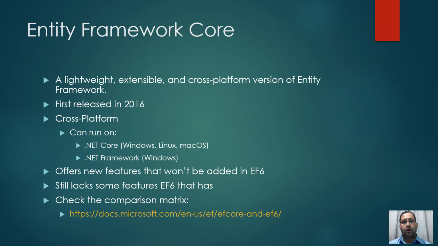Entity Framework Core is a lightweight, extensible, and cross-platform version of Entity Framework. It was first released in 2016. It is cross-platform, so it can run on .NET Core, which supports Windows, Linux, and Mac OS, and .NET Framework on Windows. It offers new features that would be added in Entity Framework 6, but still lacks some features Entity Framework 6 has. You can check the comparison matrix for Entity Framework Core and Entity Framework 6 using the below link.